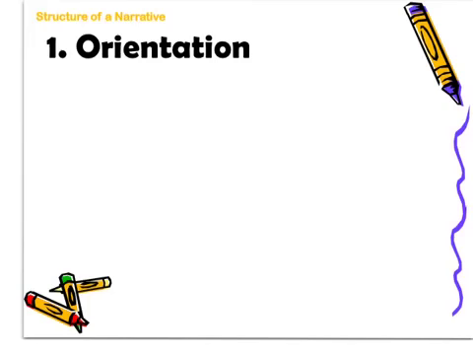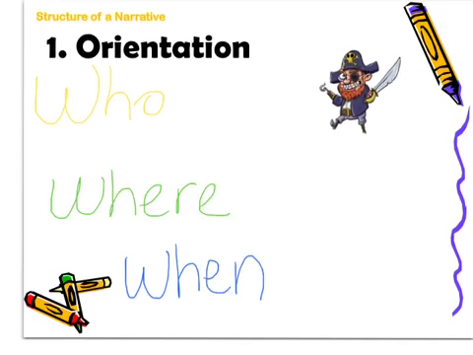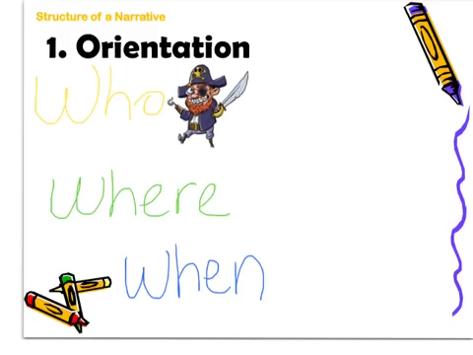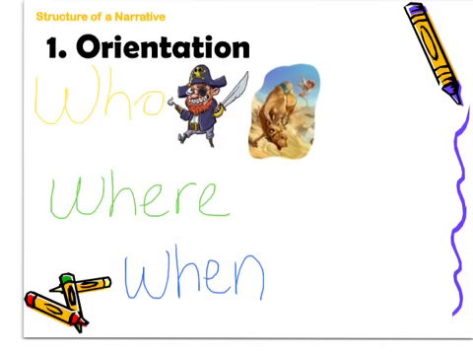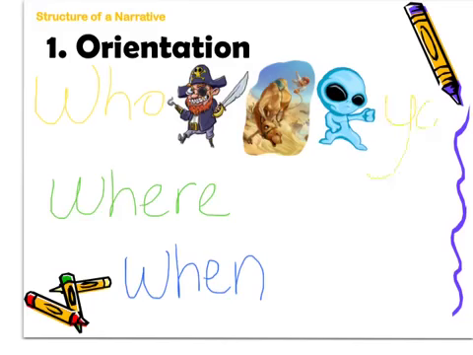In the orientation, you introduce the story. It tells us who is in the story, where the story starts, and also when the story happens. The who might be a pirate. It might be a boy and his camel. It may be an alien from outer space. Or it might even be you.